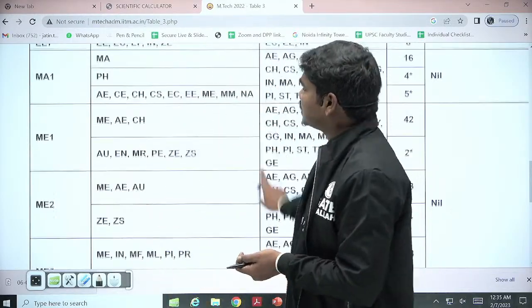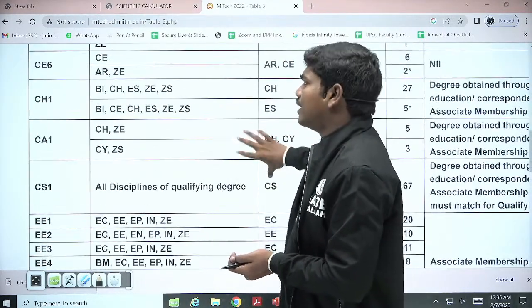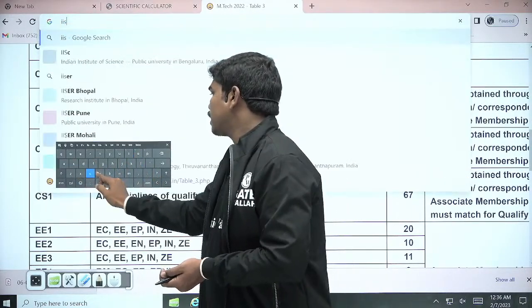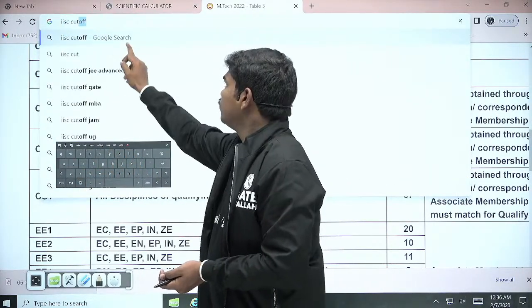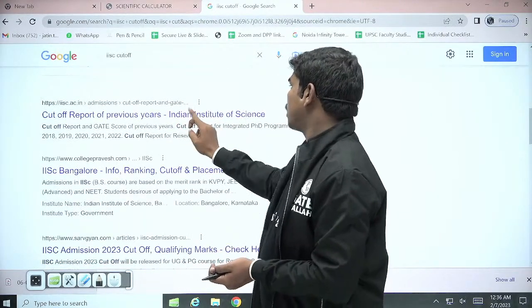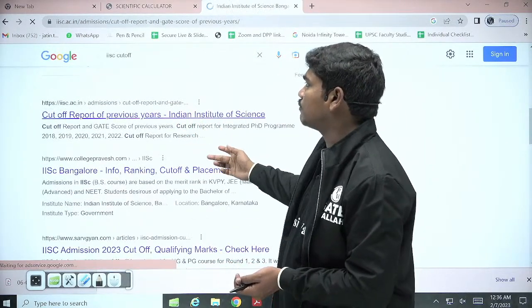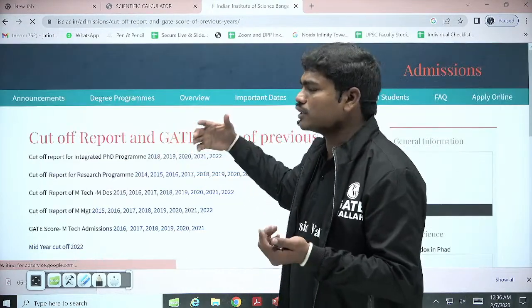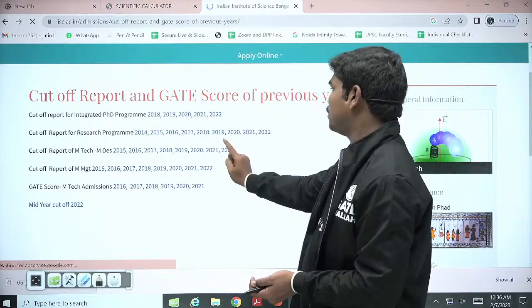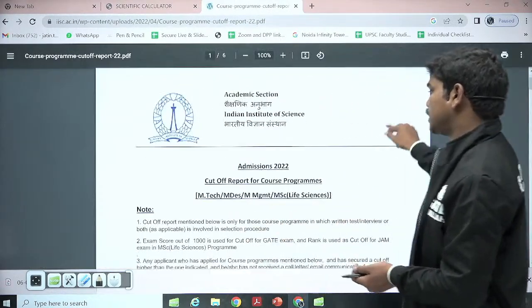Okay, so anyhow, this is the story. If you want any cutoff anywhere, for example IISc, the IISc MTech cutoff, you can find the cutoff report of previous years easily. There were a lot of things. On the IISc official website, there is the cutoff report, MTech M Design 2022. Some note is given.